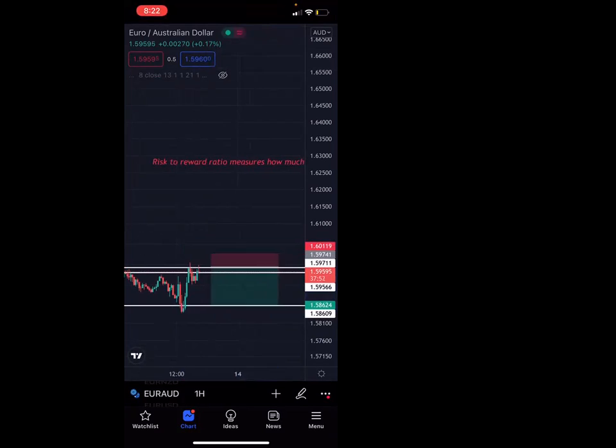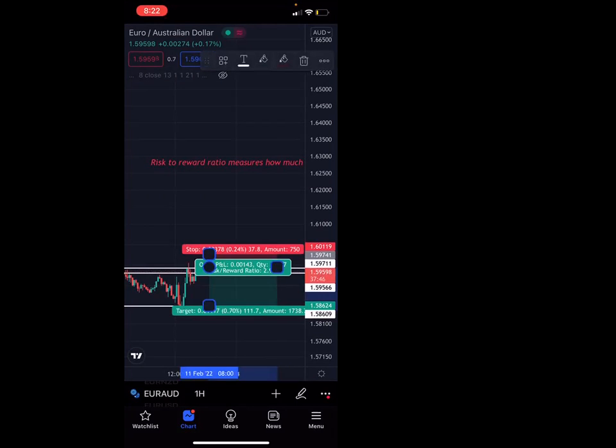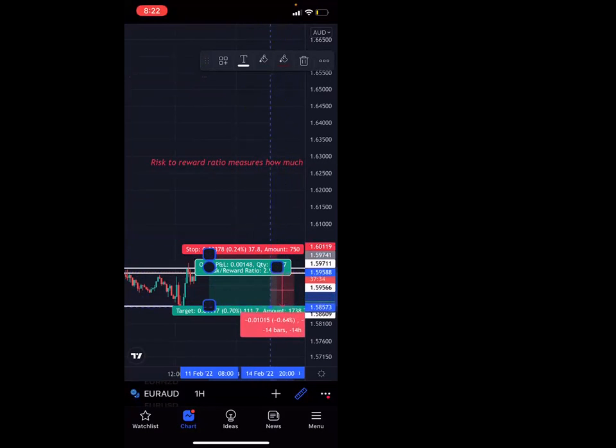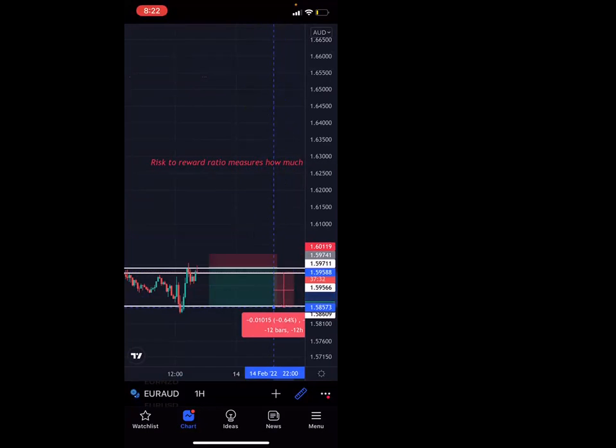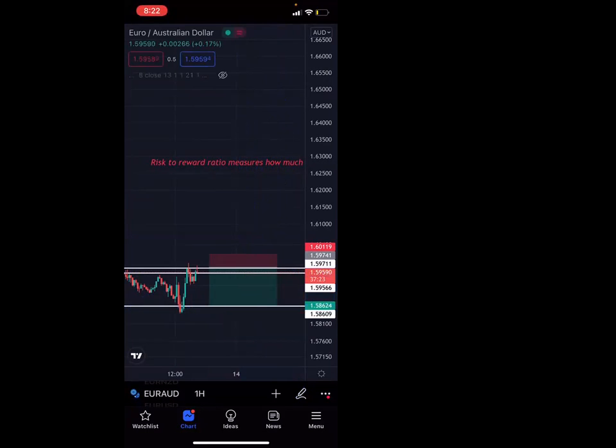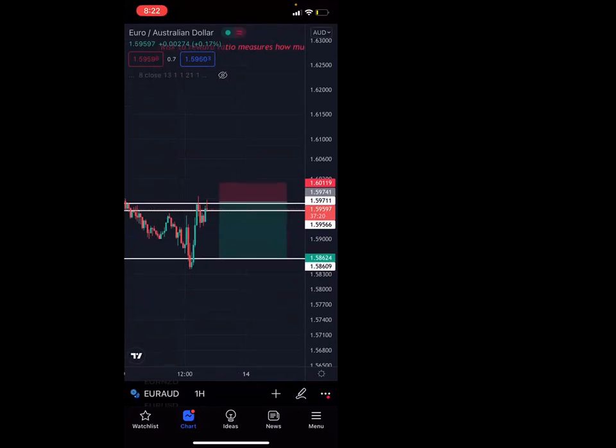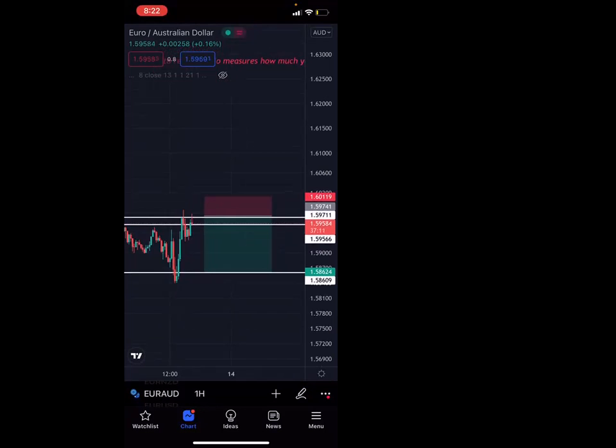So this is a 2-to-1 risk ratio, right? So you're potentially risking 65 pips to potentially make, wait, what's that? $101, right? So you're risking $67 to potentially make $101. So that's a 2-to-1 risk ratio.